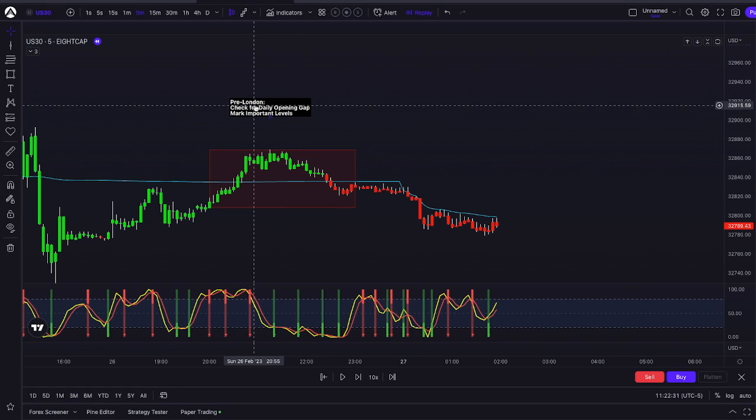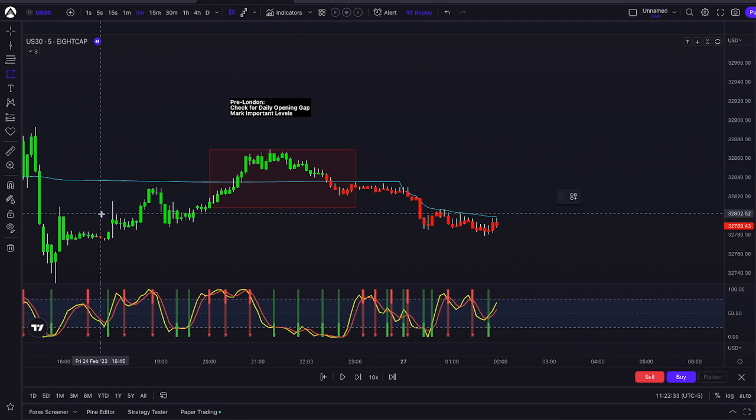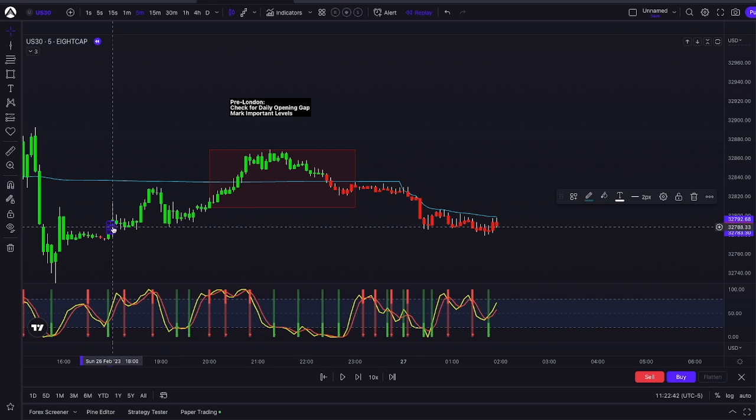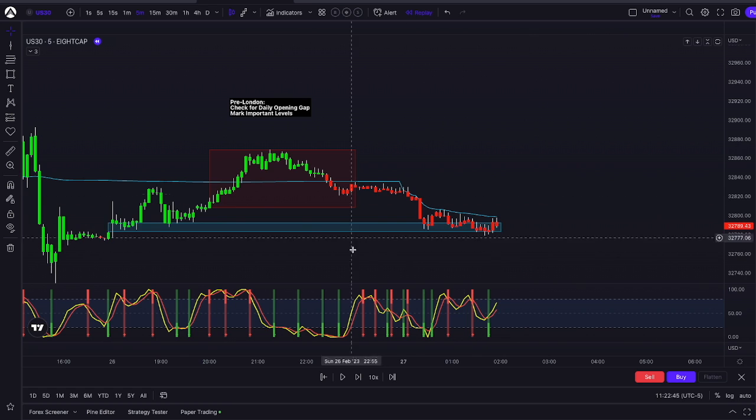Alright, so pre-London I always check for my daily opening gap, which we had right here. Here we had Friday and here is Sunday, according to New York local time UTC-5. So we saw this little opening gap right here that perfectly was filled to the wick. So all the bodies right here respected this opening gap, giving us a nice indication that this actually might hold some support. Right now we are still below the VWAP right here. That's brought to us by the Session Pro indicator and resets at New York local time midnight.